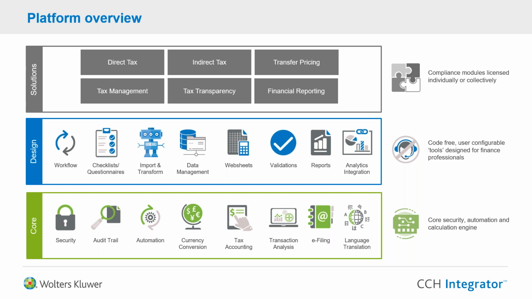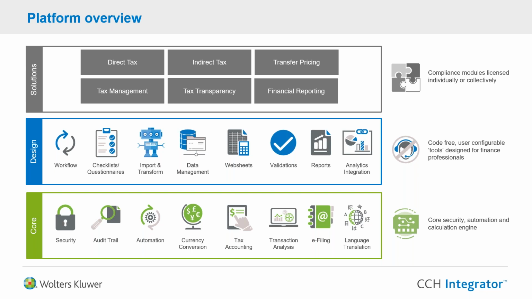We have a core layer at the bottom, which shows our core architecture and design, which is where we do all of our software coding. Then our design layer, which is really the heart of Integrator, provides end users with the ability to configure and design their own work papers, schedules and calculations in the platform, particularly heavily used in the income tax space, where we have a lot of flexibility in the product. And at the very top, you can see our end user client solutions that can be used by end users licensed individually or collectively.